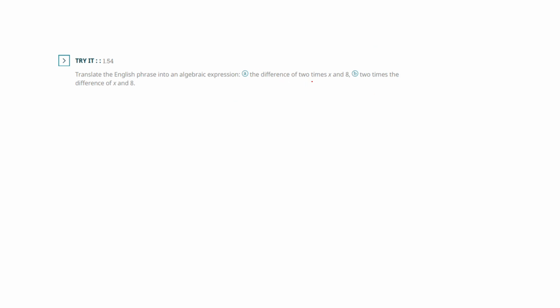Okay, the difference of 2 times x and 8. So difference. Okay, what is it the difference of? 2 times x and 8. Now they're doing the grouping symbol idea again here, I think. 2 times the difference of x minus 8. So I'm going to multiply by 2 the difference of x minus 8. I have to finish this first, and then I'll multiply it by 2. So I need a grouping symbol. 2 times what? This whole group, the difference of x and 8.